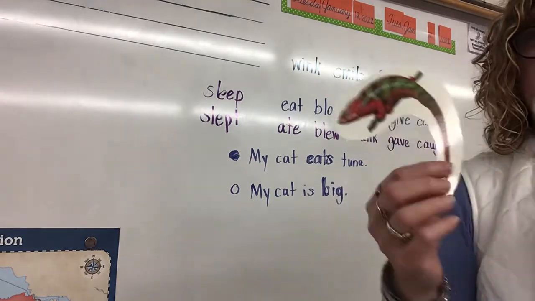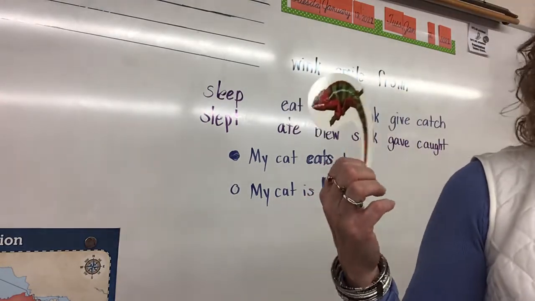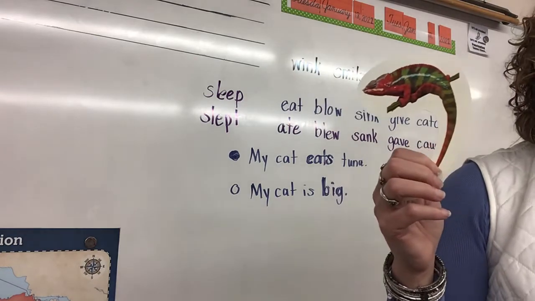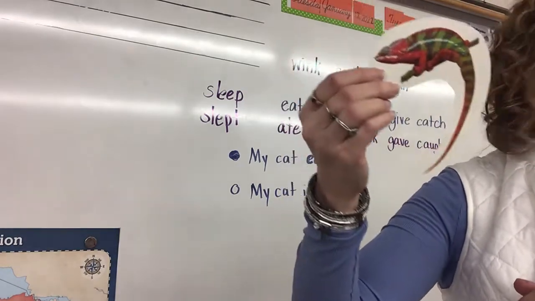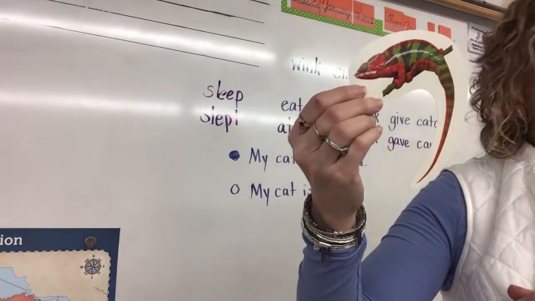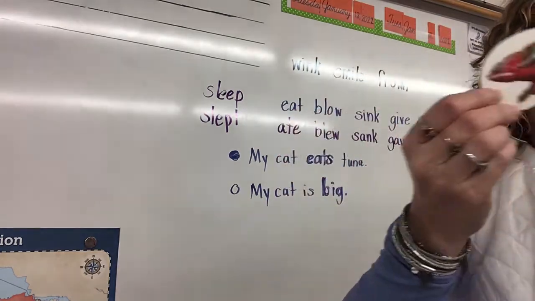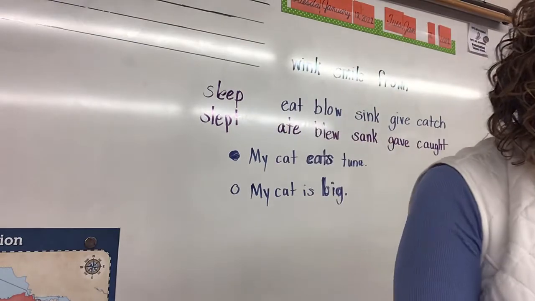All right, what about this? That would be a reptile. All right, so you put this under reptile, and does anybody know what reptile this is? Chameleon. Very good. You can't say lizard. You have to put what kind it is. This one is a chameleon.